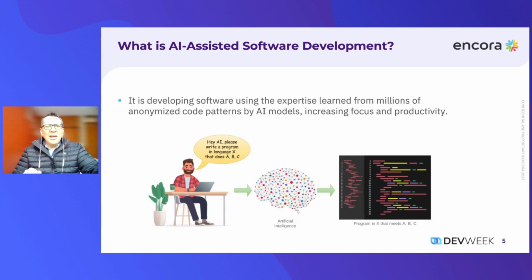The context. Okay, what is AI-assisted software development? It is developing software with the support of AI models, models that have been trained, that have learned a lot of code from different sources. For example, GitHub code. So in that way, you can increase your productivity.